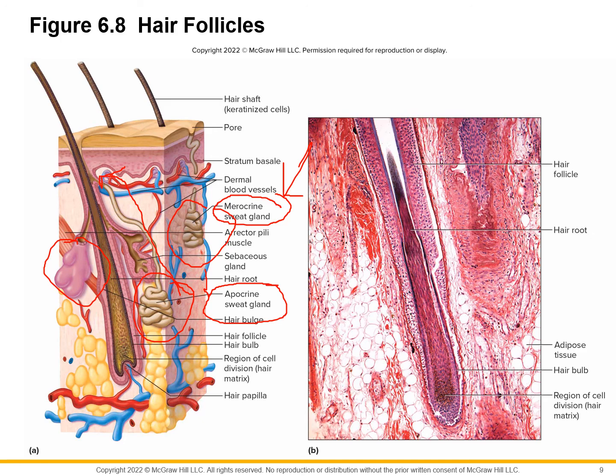And so that's a little bit of the dermis for the three major structures of it: the hair, the nails, and I forgot what the other one was, but that's all right.